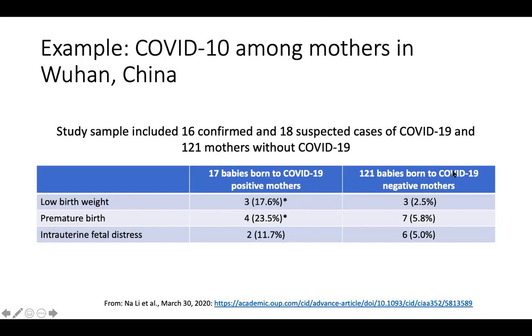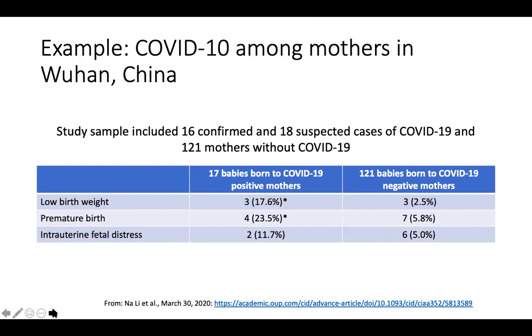And what you'll see is that babies born to COVID-19 positive mothers had a higher rate of being low birth weight, 17.6% versus 2.5%. Premature birth was also higher in the COVID-19 positive group, but there were no differences in intrauterine fetal distress. Even though this percentage is greater, they did a statistical test, and there were no differences. They looked at a number of other outcomes. These are just the ones that I'm sharing with you, and this is from March 30th.